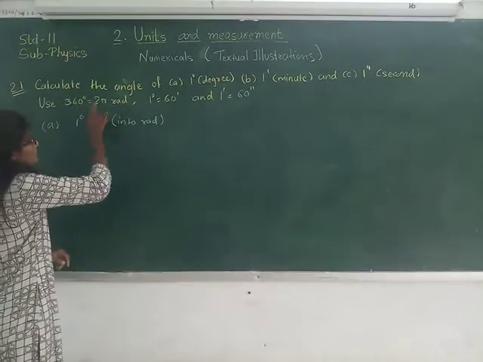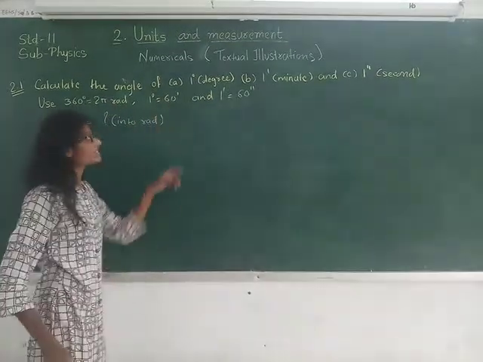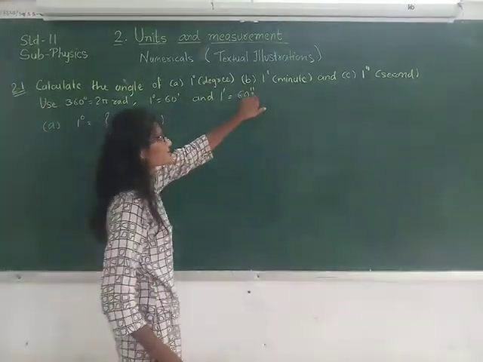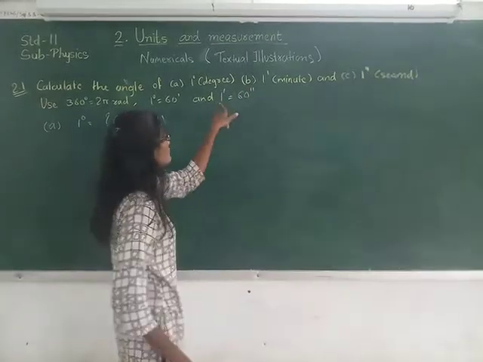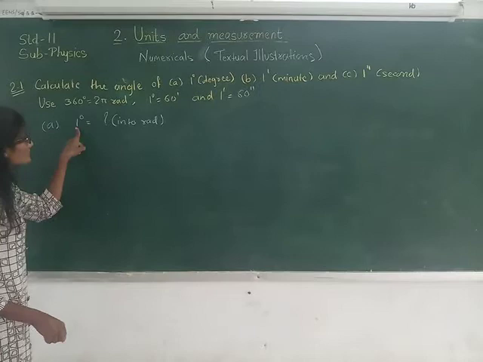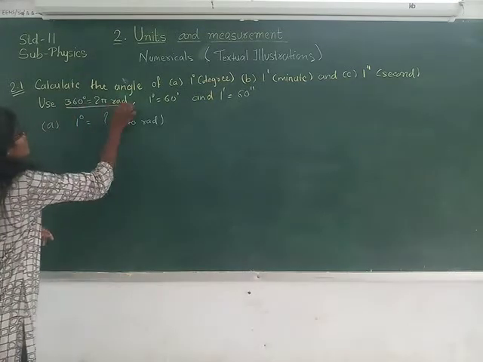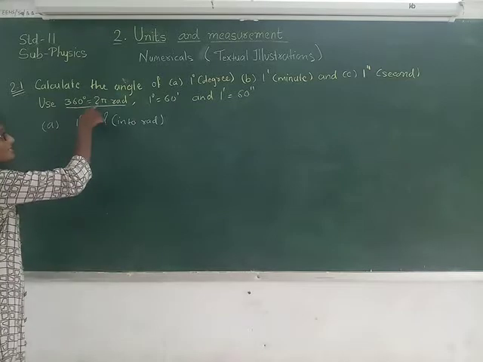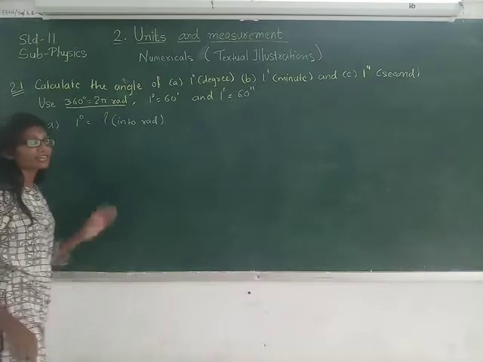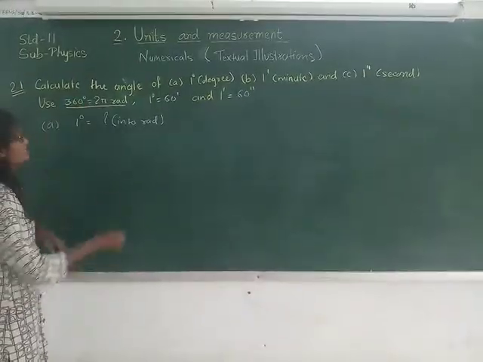So you need to remember this 360 degrees equals to 2 pi radian, 1 degree is equals to 60 minute. This dash symbol shows minute, and if there is double dash, it shows the symbol of second. So 1 minute is equals to 60 second. So to convert this 1 degree into radian, see we are having this form, that is 360 degrees equals to 2 pi radian. Here there is degree, here it is radian, and we need to know the value of 1 degree. So we will be using this conversion first.